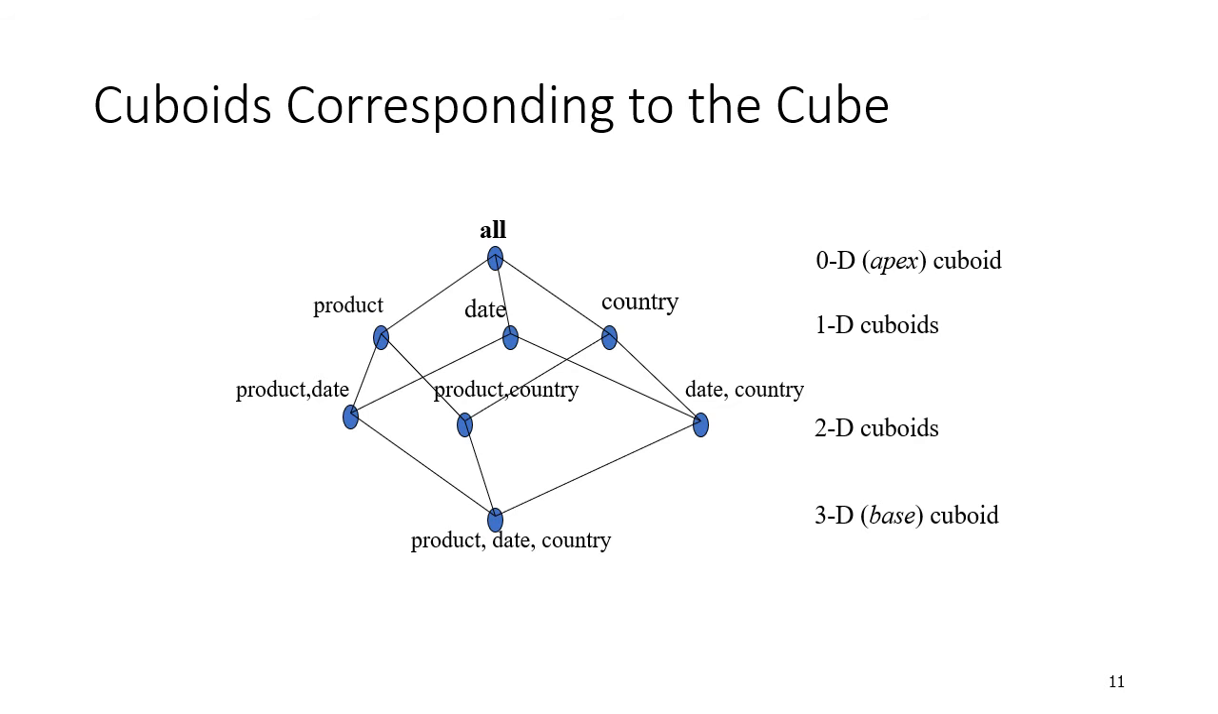This is again an example with a specific scenario where we have product, date, country in the one dimension, and then in 2D we have product, date, product, country, and date, country, and then in the third we have product, date, and country, which is the 3D or base cuboid, which we represented in the previous slide.